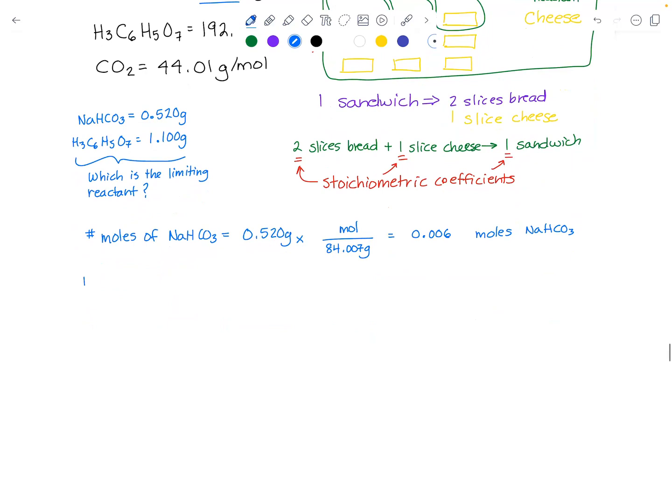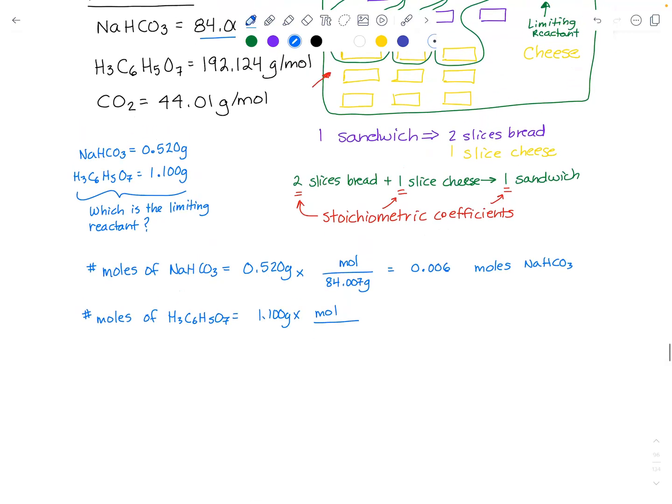And now let's look at the number of moles of our citric acid. So we've got 1.1 grams, and we're going to divide that by its molar mass of 192.124 grams per mole. So we've got 1.1 divided by 192.124. And so I have 0.0057, or let's round, 0.006 moles of citric acid. And this is very funny that those numbers came out to be the same because I just picked these masses off the top of my head.